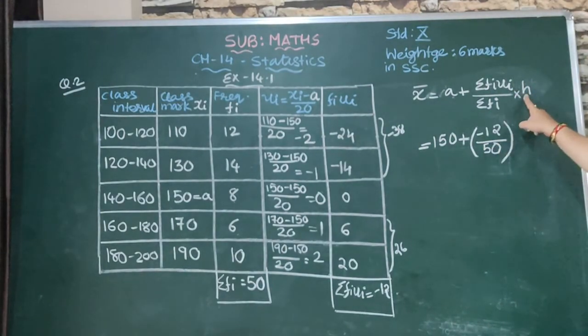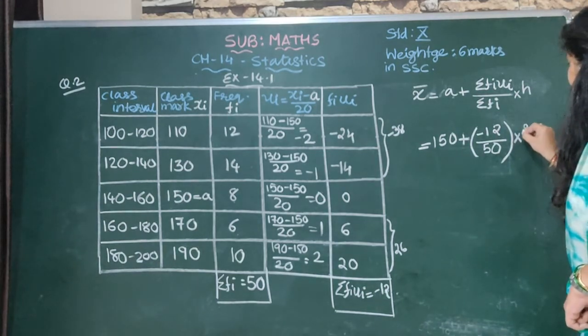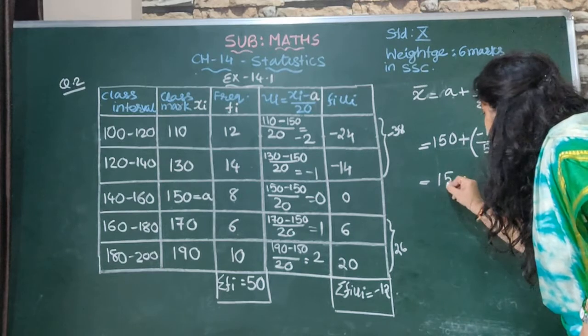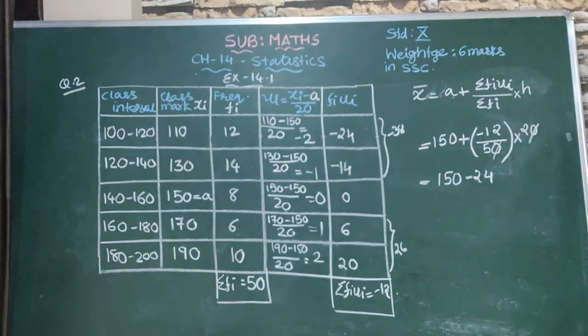Now again, substitute this value. What is h here? h is the class length, and the class length here, as you see, is 20. So multiply by 20. Now, simple calculation is always preferable: 0, 0 cancel out. Minus 12 into 2 is minus 24. So 150 minus 24, okay, 120 minus 24, like that you can do, and divide by 5. Is it clear?